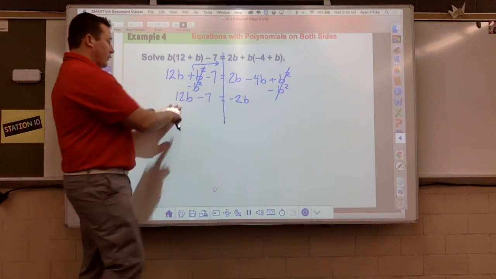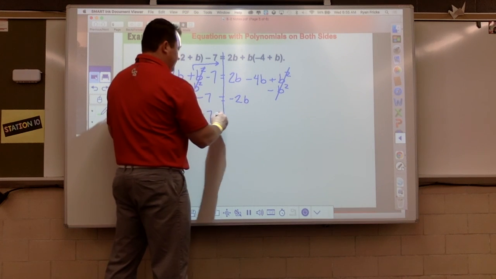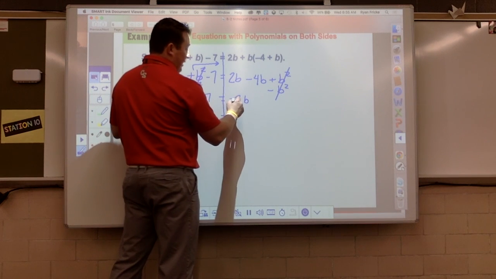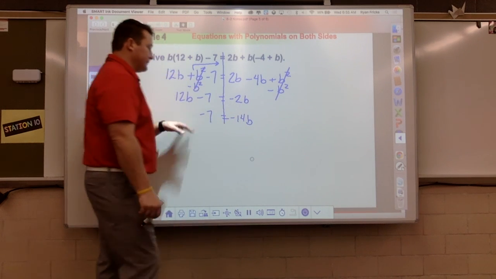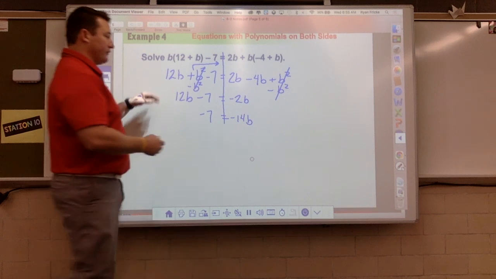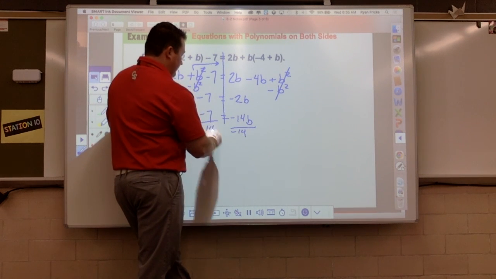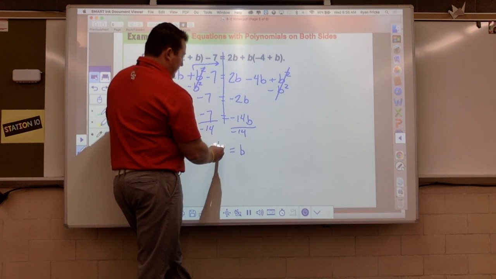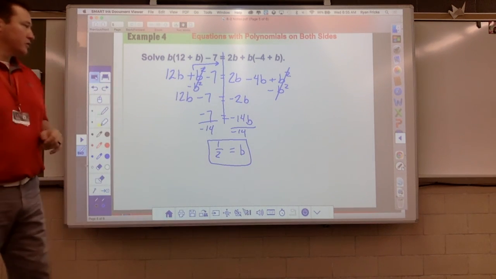Okay? We're going to move 12b over here now. Obviously, a little bit of subtraction will do that for us. Negative 7 equals, again, we're subtracting 12. I'm going to say negative 14b. Okay? Divide by your coefficient. Okay, so we'll divide here, and not bad. B equals positive 1/2. Good to go.